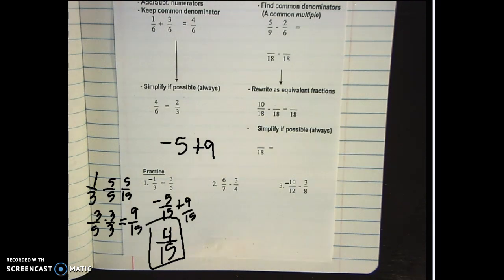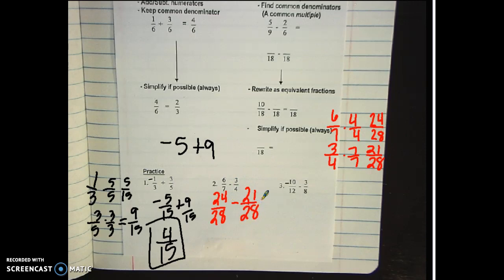For number 2, I do not have a common denominator. So I have to find a common denominator between 7 and 4. The least common multiple between 7 and 4 is 28. So I multiply 6/7 by 4. 6 times 4 is 24. 7 times 4 is 28. So 24 over 28 minus, for 3/4, I multiply by 7. 3 times 7 is 21 over 28.